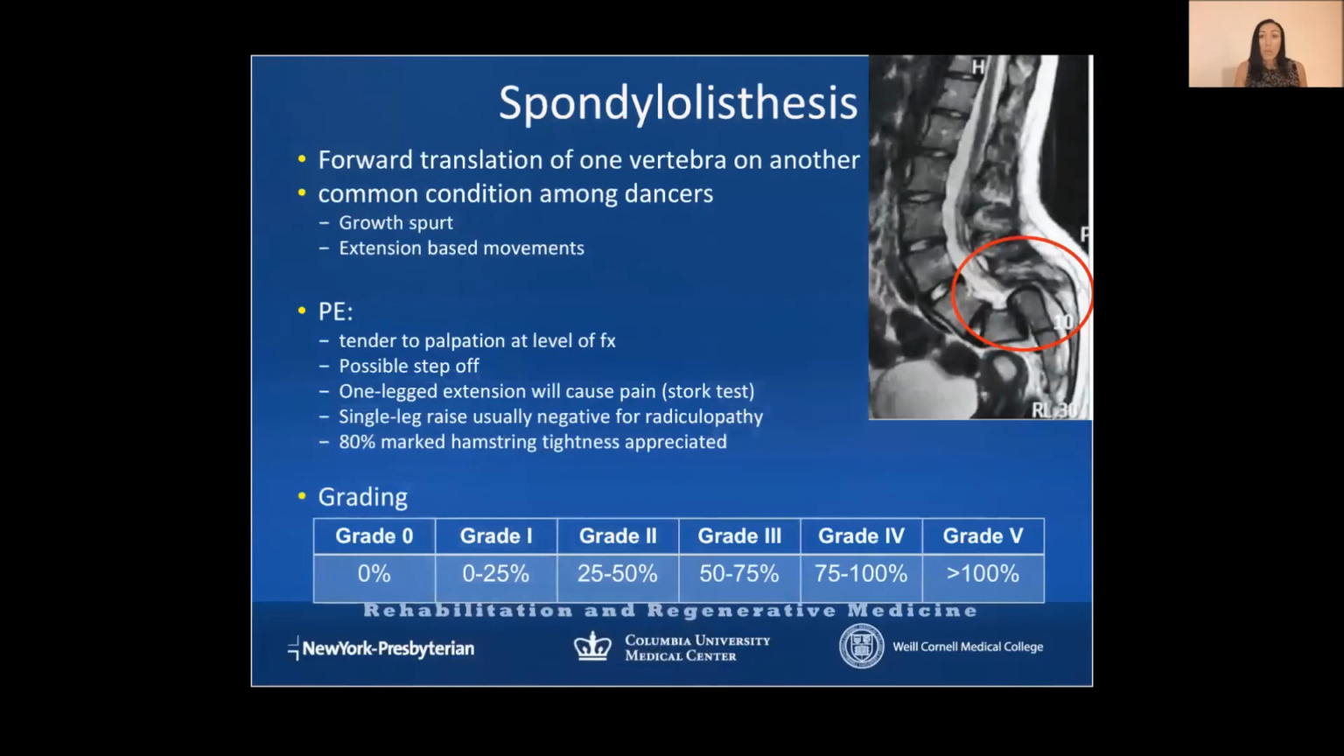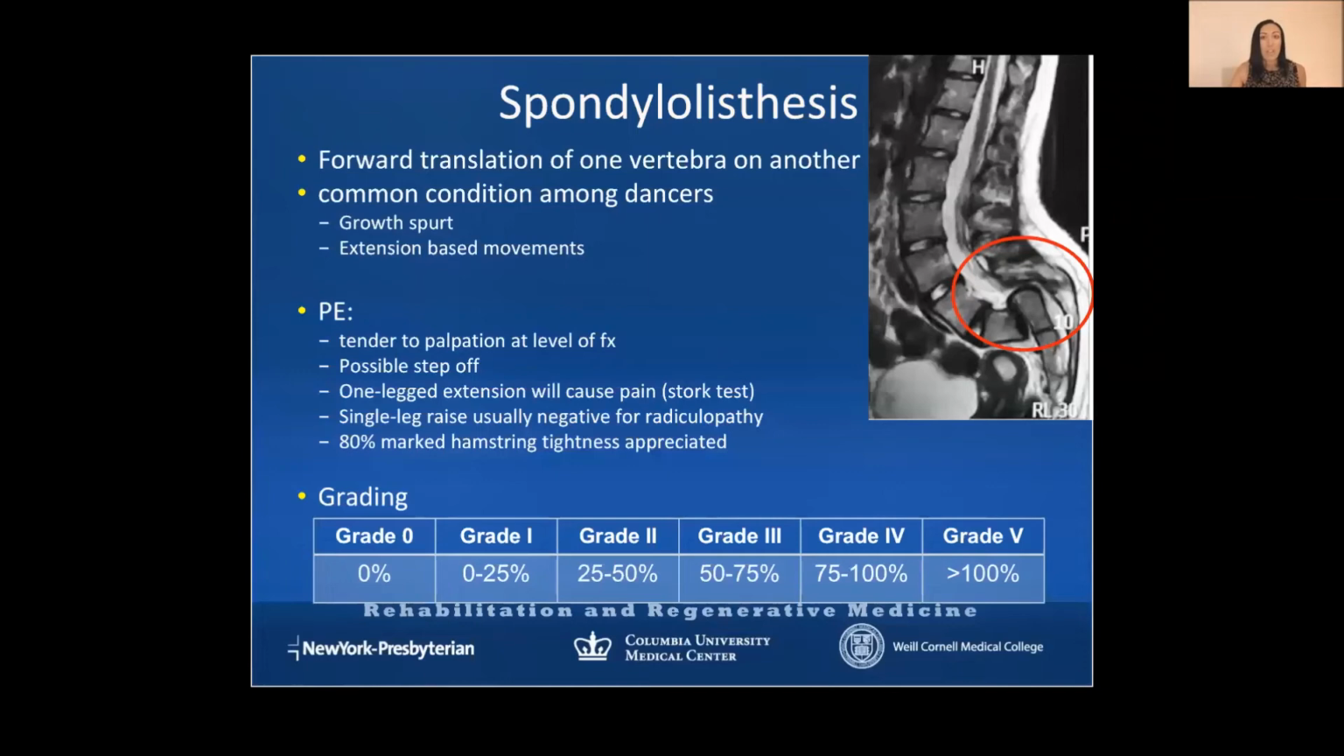So spondylolisthesis is actually the progression of that spondylolysis. Patients will have a positive Stork test and pain associated with it, and they'll often have tight hamstrings. Depending on severity, you might even notice a step-off deformity, which, if you look at this picture here, is obviously present. Dancers can continue to perform with this if they have a grade 1 and maybe a grade 2, as long as they're asymptomatic and there's no progression on their imaging.